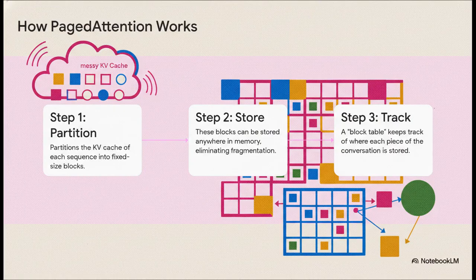So how does it actually work? Well, it's a pretty simple three-step dance. First, it just chops up that growing, unpredictable KV cache into these neat, uniform little blocks. Second, because those blocks are small, they can be slotted into any free space in the GPU's memory, which pretty much gets rid of all that fragmentation waste. And third, it uses a simple map called a block table to keep track of where all the different pieces of the conversation are stored. It's simple, it's elegant, and it was totally revolutionary.